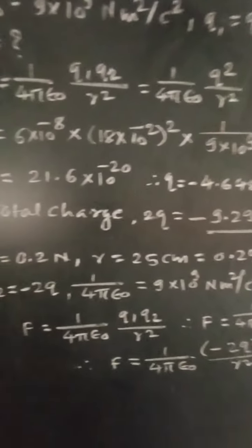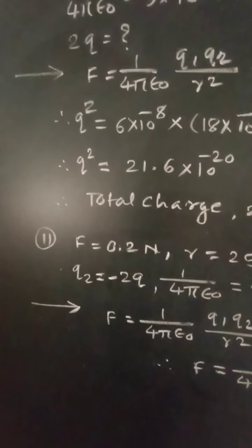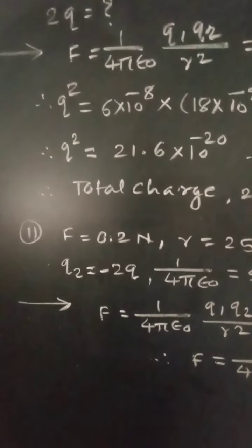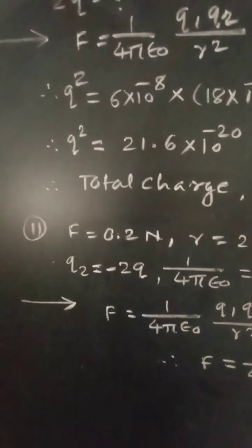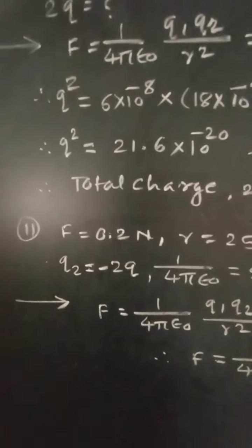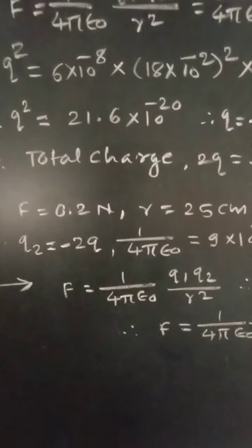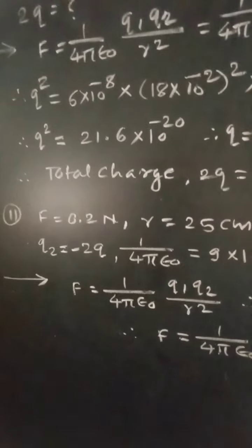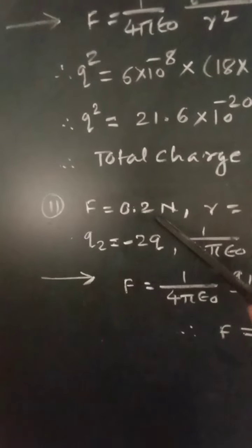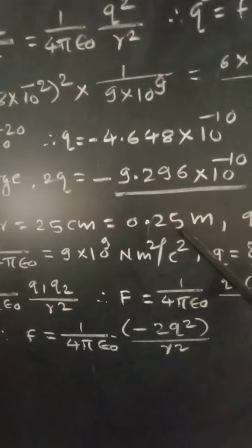Now let us go for numerical number 2, which is stated as: a charge plus Q exerts a force of magnitude 0.2 Newton on another charge minus 2Q if they are separated by 25 centimeter. Determine the value of Q. So here there are two charges, plus Q and minus 2Q, separated by a distance of 25 centimeter, and therefore the given data is F equal to 0.2 Newton. Distance of separation R is equal to 25 centimeter, that is 0.25 meter.